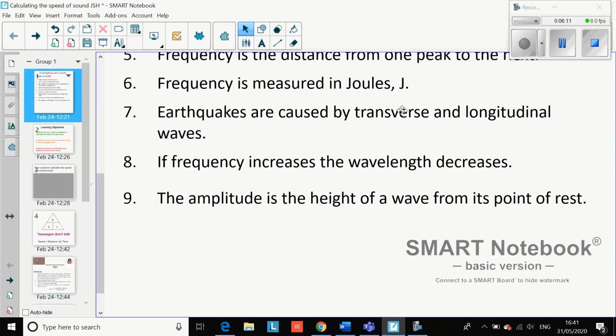Earthquakes are caused by transverse and longitudinal waves. That is true. Earthquakes give off several kinds of waves, and there is a type which is transverse and a type which is longitudinal. You'll learn as you hit GCSEs that transverse waves are called primary waves and longitudinal waves are secondary waves. So again, that could be your reason.